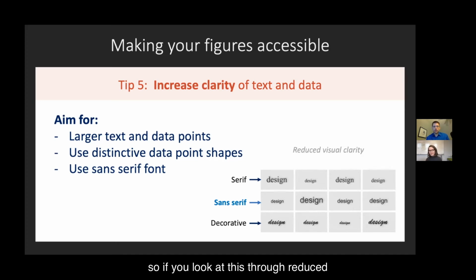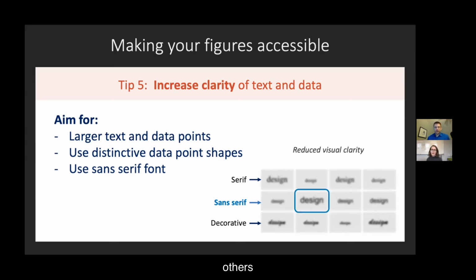If you look at this through reduced visual clarity, I think that you can appreciate that some are a little bit more clear than others. The one that is conveyed the best through reduced visual clarity is the sans serif in a larger text font. So that is why it's really important to strive for larger text and strive for the specific type of font.